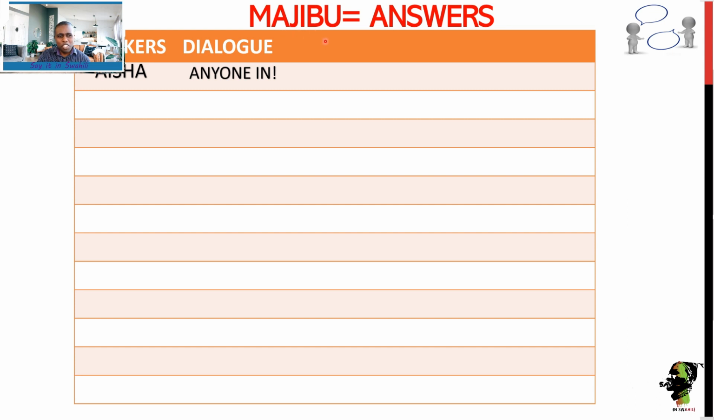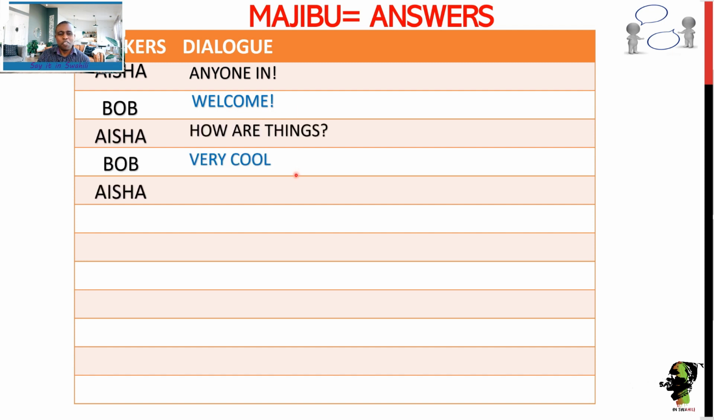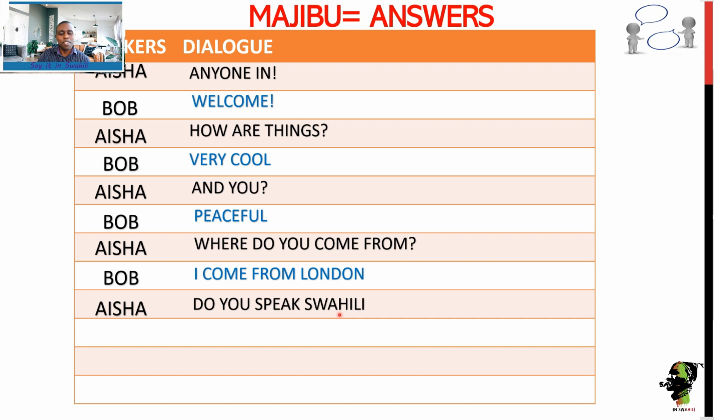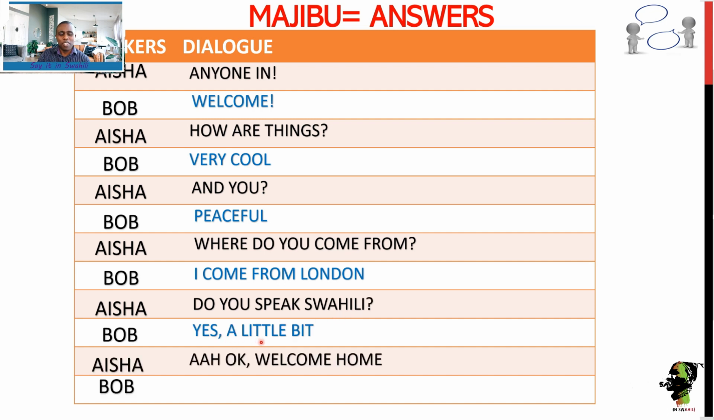Answers, majibu. So Aisha came and said, anyone in? But before that, always look at the previous dialogue and see how it went. Very important. Bob came and said, welcome. Aisha, how are things? Bob said, very cool. And you? Do you remember that phrase? Na wewe? Bob said, peaceful, salama. Aisha said, where do you come from? Unatoka wapi? Bob says, I come from London. Ninatoka London. Do you speak Swahili? Yes, a little bit. Okay. And thank you.